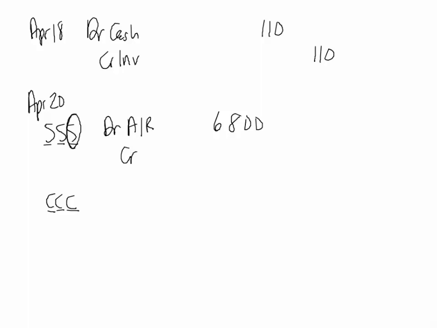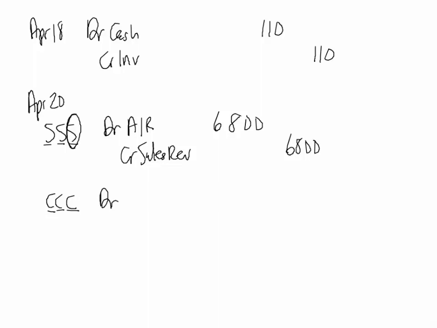Credit, of course. Well, what did we get? The legal right to collect cash. What did we give away? We gave away inventory, which gave us the right to claim sales revenue because we did our job. So sales revenue, and that's 6,800. So we've now got the sales entry.